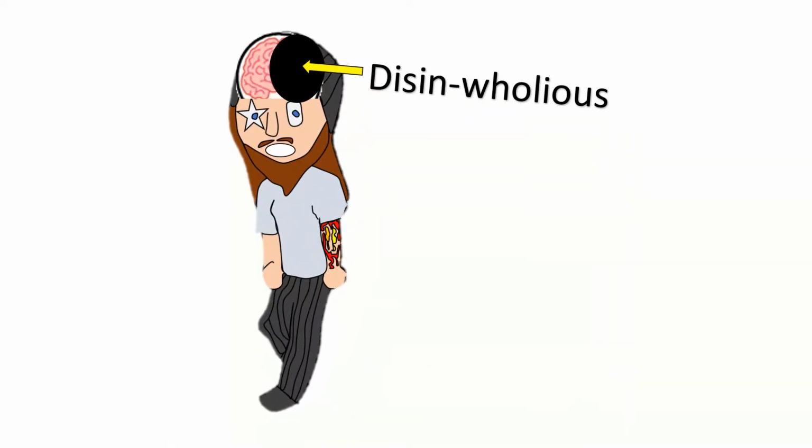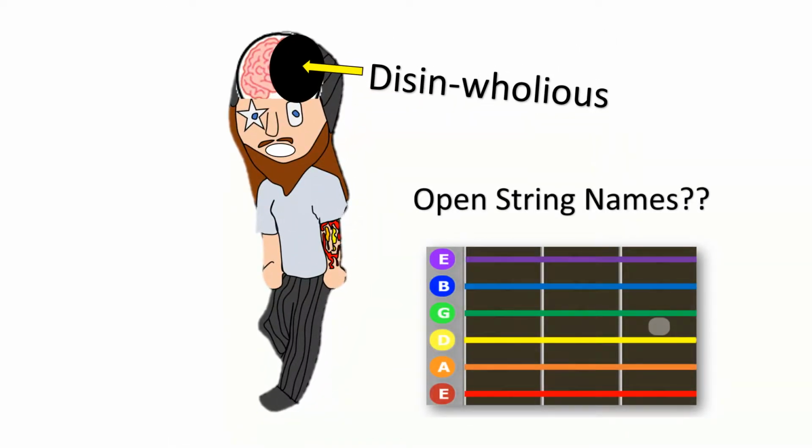With that in mind, let's look at a topic that has been unwhole with me for years: the open string names on the guitar. I choose this topic because at face value it looks incredibly simple. EADGBE. There, I know the string names, I win.